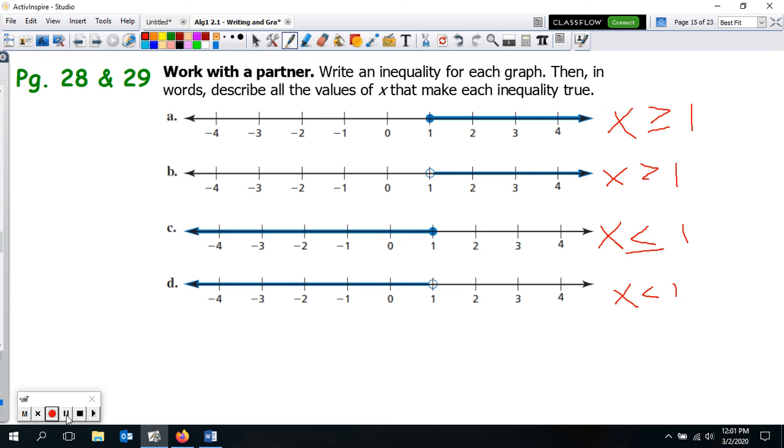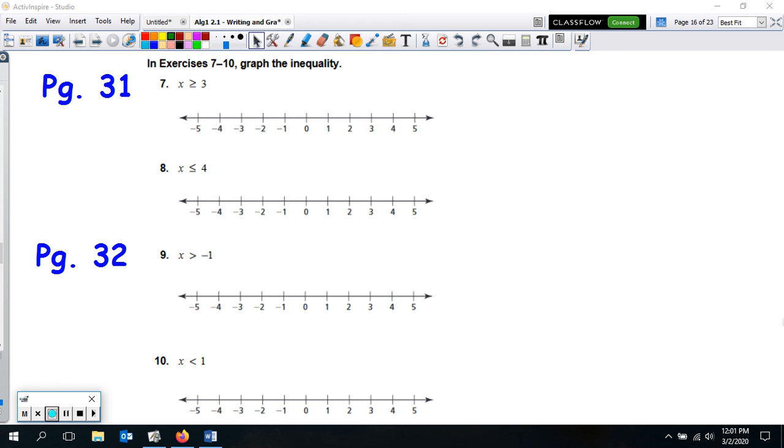Let's go ahead and finish off our extra practice, then we'll be done. All right, so at the bottom of page 31, number 7 and 8, here we're going to graph these inequalities. So we're going to do it now where we're given the inequality and we're going to graph it on a number line. So for the first part here, I'll do this first one and then you guys can do the rest of these as we go through. These ones also are on the top of page 32 for 9 and 10.